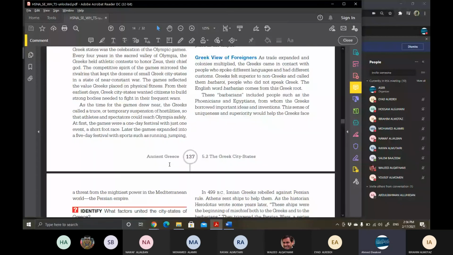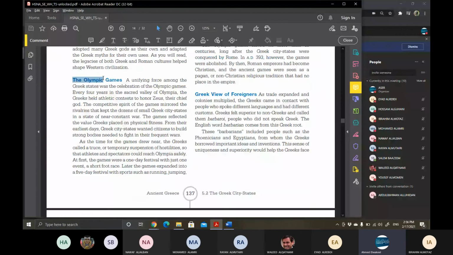The Olympic Games are very important, by the way, because they gathered all the people from all city-states together, and it was the only time war was prohibited. If there was even a war, it must stop until the Olympic Games were finished. So it's very important.